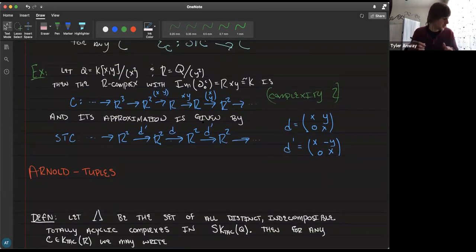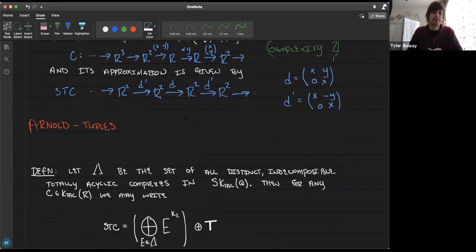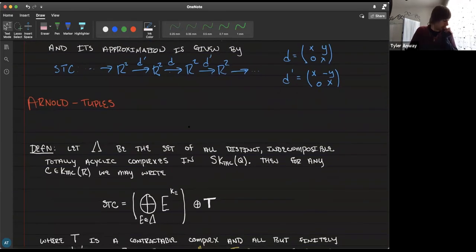Okay, so now that we have this notion of approximations and we know that they exist in Ktac, what I'd like to do now is actually define our classification scheme. In order to do this, we're going to assume further.